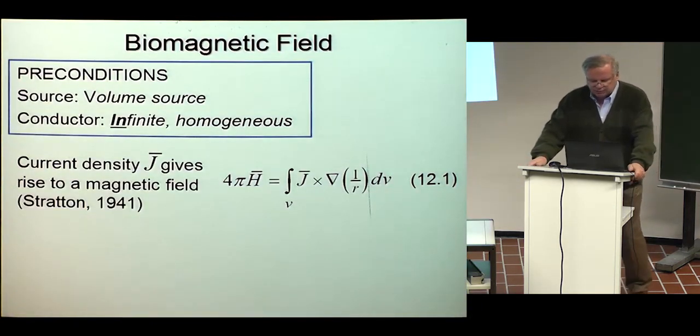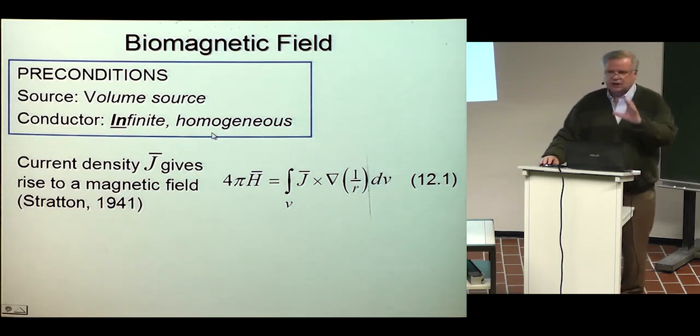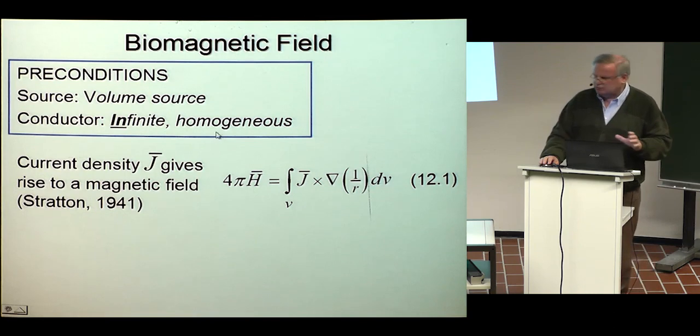Let's start from the equations. Let's study first, very briefly, the biomagnetic field of a volume source when the conductor is infinite homogeneous. So again, we start from the simplified situation, where we don't consider the conductor's properties, we just assume that it is infinite homogeneous.